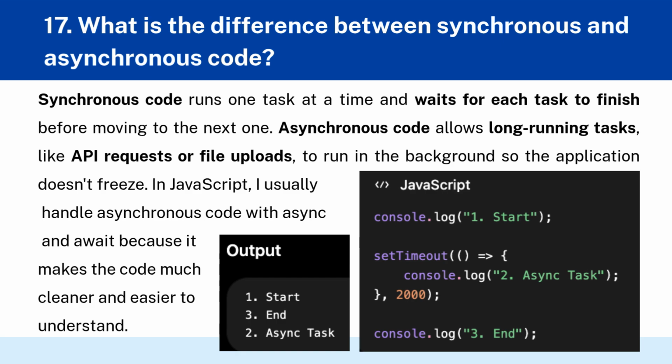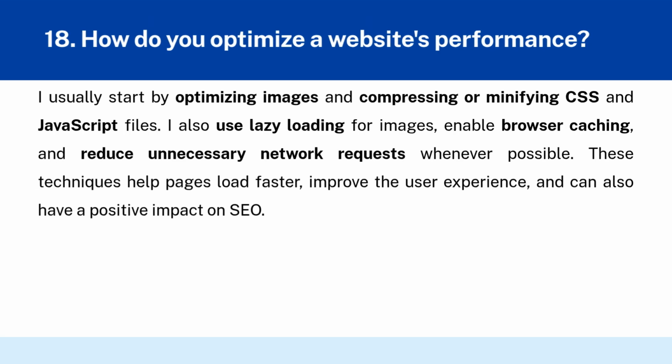How do you optimize a website's performance? I usually start by optimizing images and compressing or minifying CSS and JavaScript files. I also use lazy loading for images, enable browser caching, and reduce unnecessary network requests whenever possible. These techniques help pages load faster, improve the user experience, and can also have a positive impact on SEO.